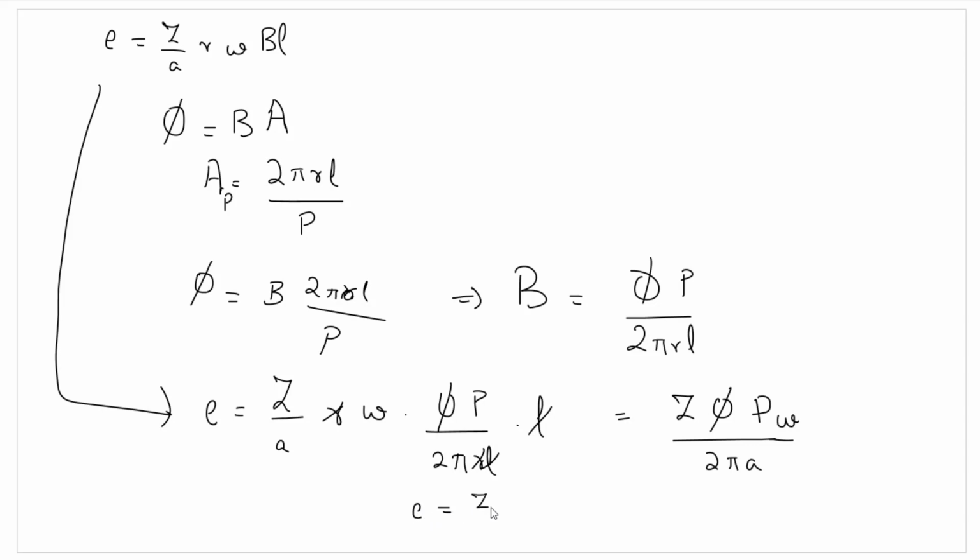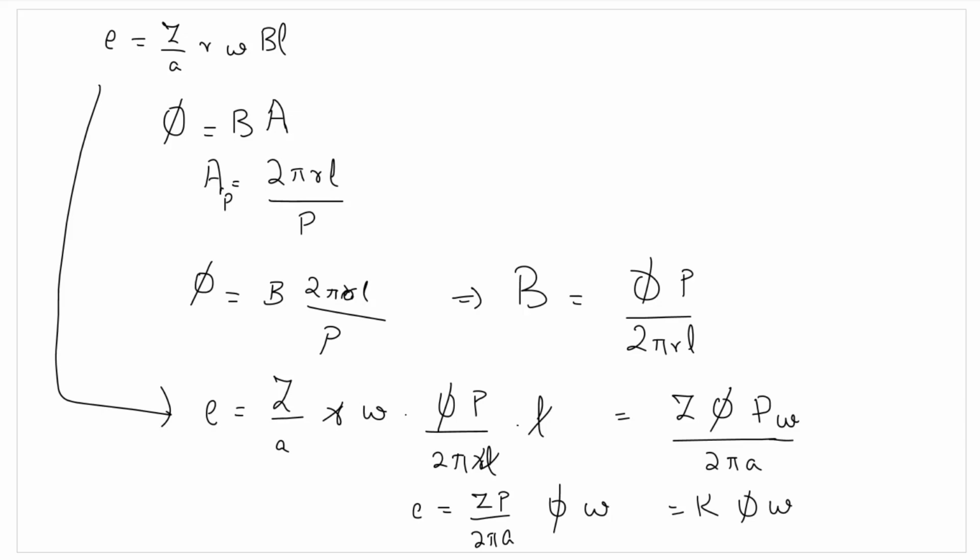Now we can take Zp by 2 pi A outside, Zp by 2 pi A phi omega, and we can replace Zp by 2 pi A by a constant K phi omega. Now this constant K equal to Zp by 2 pi A, most of this will be actually decided initially during the design process: the number of poles, the number of conductors, depending upon the lap winding or wave winding. A will be either 2 or equal to the number of poles. So K will be constant here.